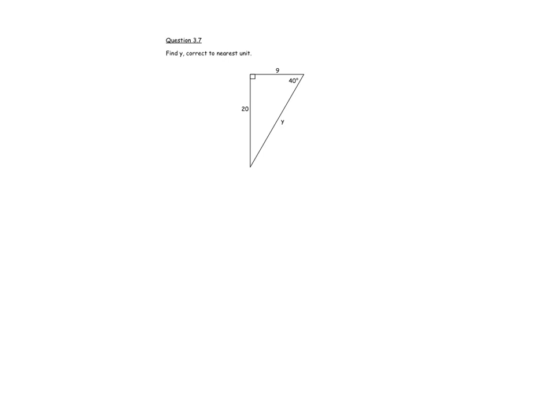Question 3.7 then says, find y correct to the nearest unit. So again, we ask ourselves the question, is it a right angle triangle or a non-right angle triangle? And we can hopefully see here that this is definitely a right angle triangle. So the first thing we should do is write down SOHCAHTOA.